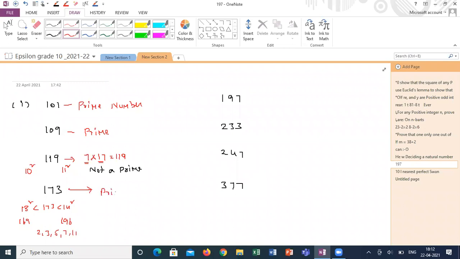Here it is 14 squared to 15 squared, correct? So what are the numbers to check? 2, 3, 5, 7, 11, and 13, sir. So what is the answer? Prime, sir. So prime. What about 233? Is it prime? Sir, between 15 squared and 16 squared.